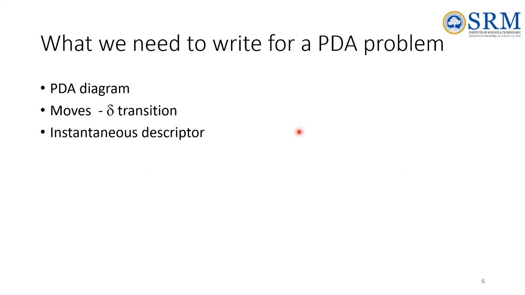For writing purposes, for an engineering student, these three things need to be written for a PDA problem to score good marks. You need to write the PDA diagram, then the transition moves, and for sure the instantaneous description, that is, for accepting and rejecting the string, what the ID is. Only if you have all three components can you score good marks.